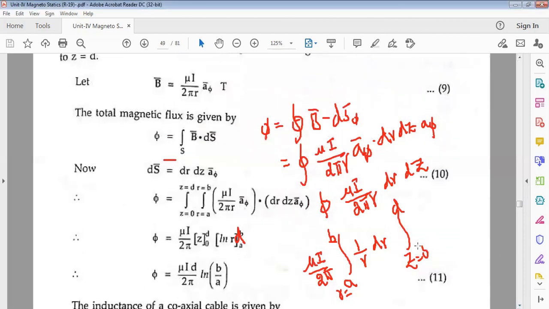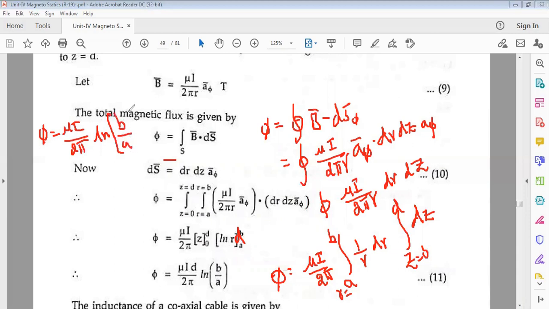So the integral of dz is Z. Phi is equal to, what is phi now? Phi is equal to mu I by 2 pi, and 1 by R is ln of upper limit B and lower limit A. So it is ln of B by A, and integral dz is Z, upper limit is D, lower limit is 0. So we will get only the D.